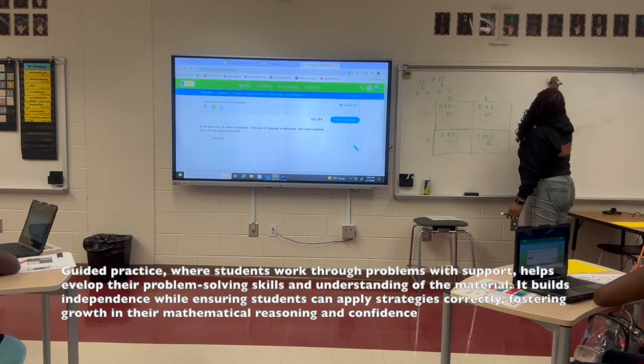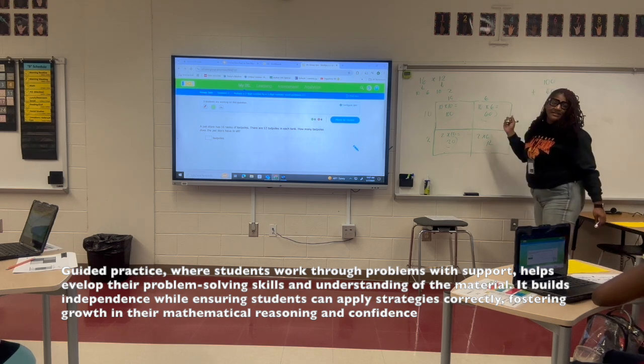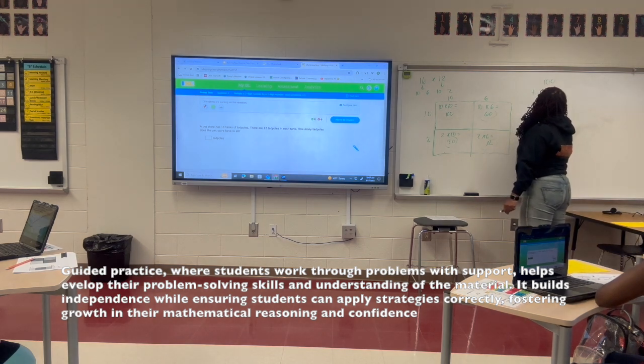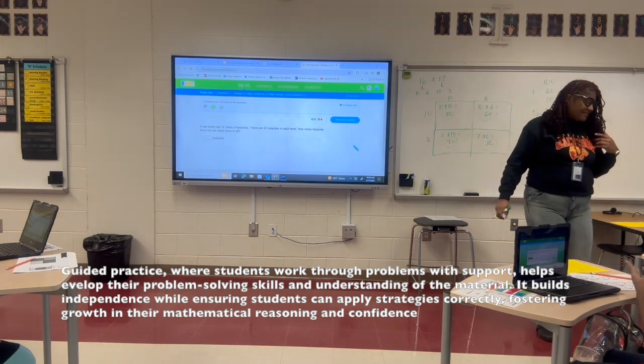Has anyone already solved for the problem, or are we still working through it? Let's go ahead and add it up on your side, on your column. I'm solving the problem on my side. I want you all to solve the problem as well. I have my final product. I want to see, did you guys get the same answer that I received?